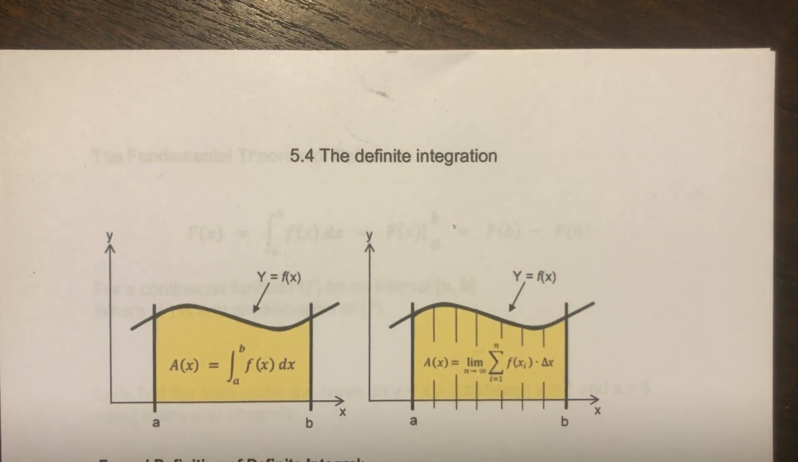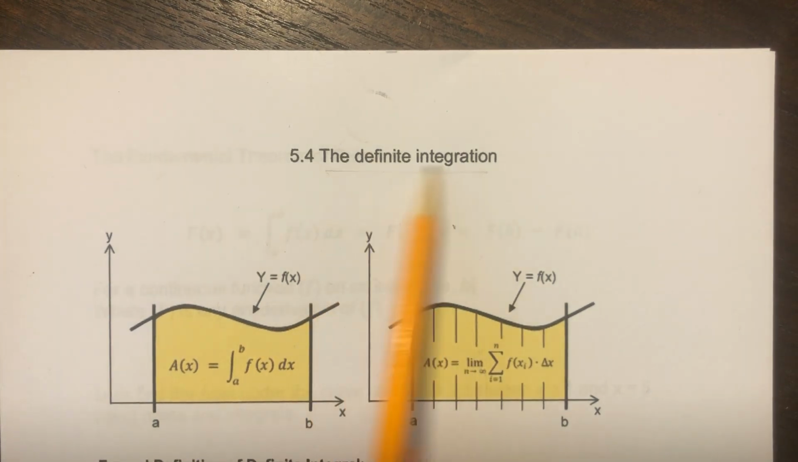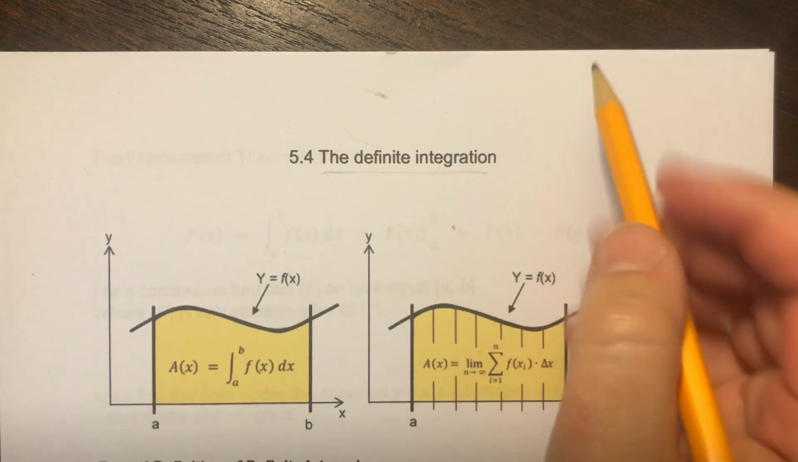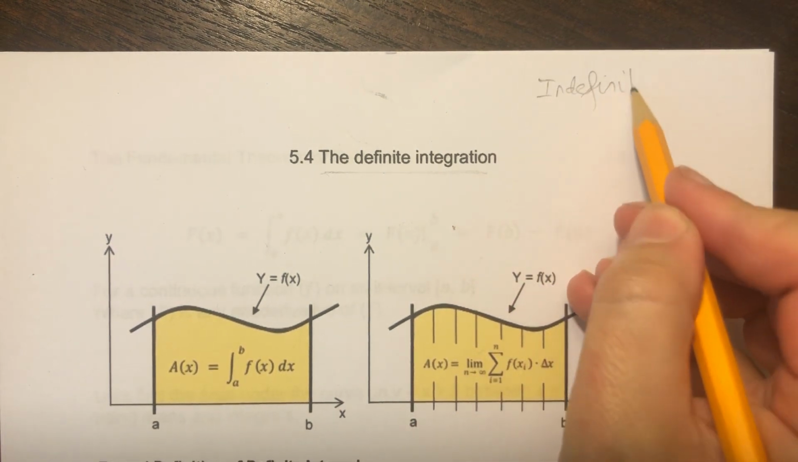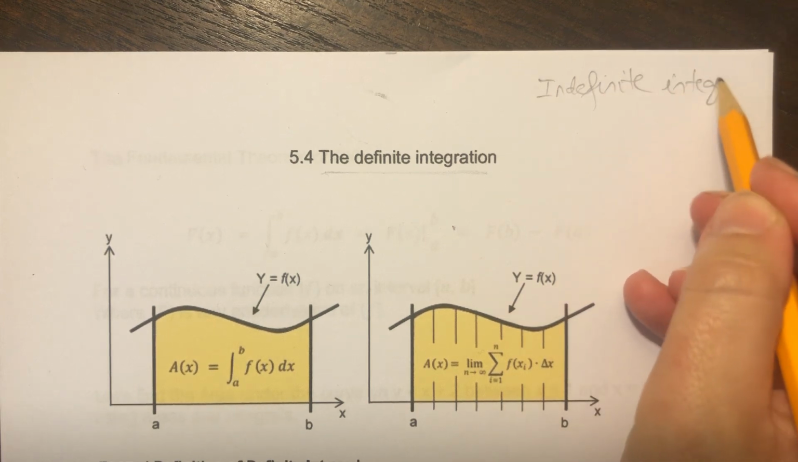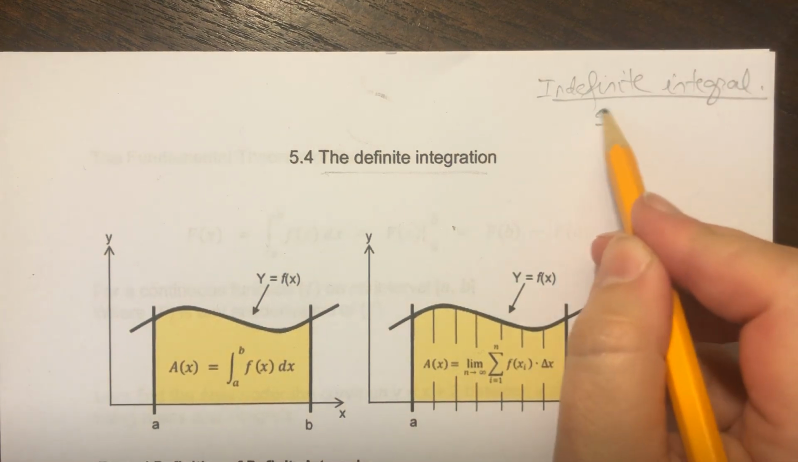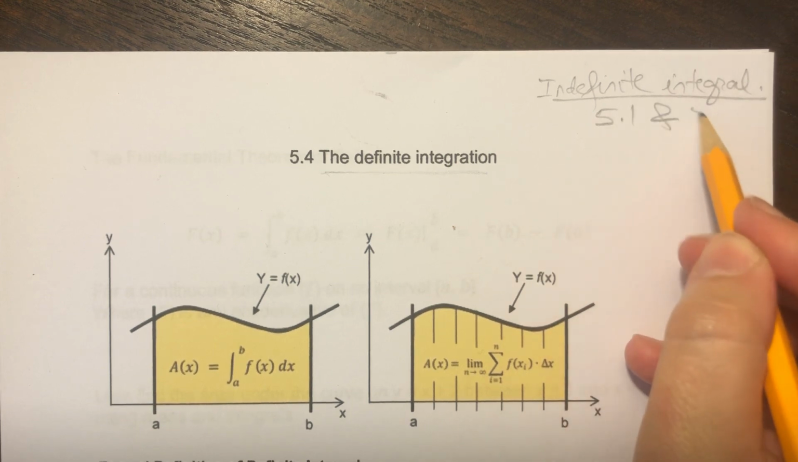Okay, so we're talking about something called definite integration. If you remember from the last two sections, we computed something called an indefinite integral. We're going to go over the two of them a little bit later in the section to find the difference between what an indefinite integral is and what a definite integral is.